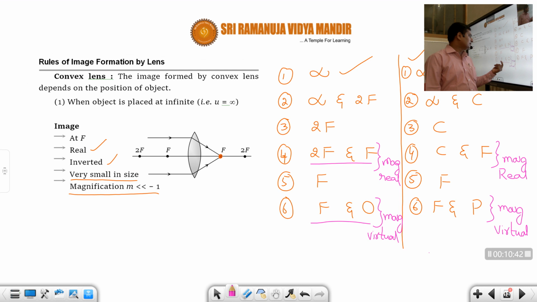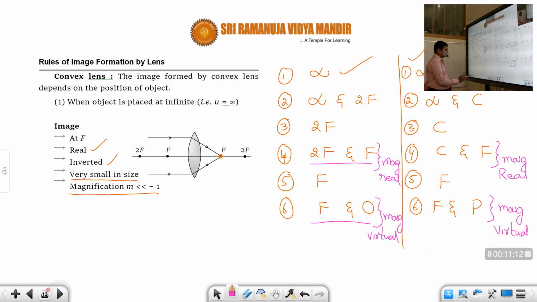Okay, in fact, because of this property that when an object is placed between focus and optic center, the image is magnified and virtual. This property is used for the optical instruments, microscopes. The basic principle behind microscope is this one, where we'll place an object between focus and optic center. Then we can clearly see the magnified image. Okay, students. So this is very, very important, as I told you.